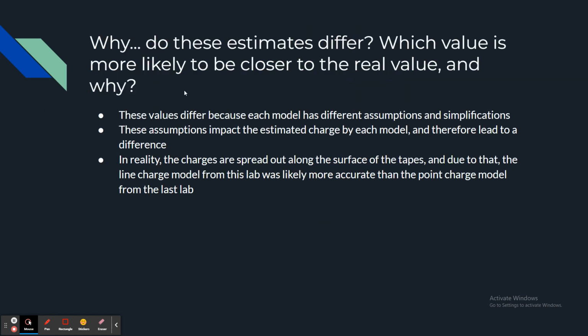So why do these estimates differ? Which value is more likely to be closer to the real value, and why? These values differ because each model has different assumptions and simplifications. These assumptions impact the estimated charge of each model and therefore lead to a difference. In reality, the charges are spread out along the surface of the tapes, and due to that, the line charge model from this lab was likely more accurate than the point charge model from the previous lab.